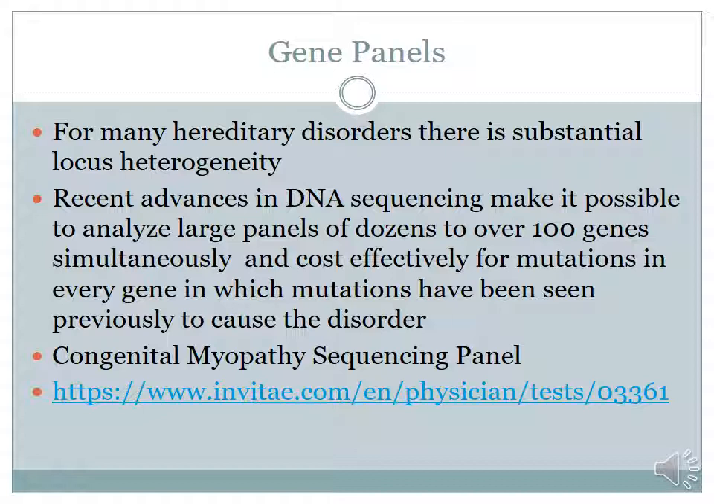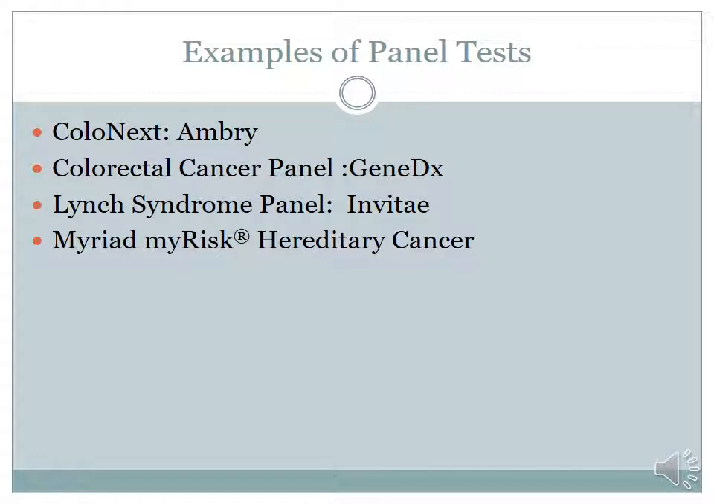For example, here are some of the gene panels that exist. Congenital myopathy sequencing panel. You can go to invitae.com to look at some of the panels that they have at this site. Some other examples of panel tests are ColoNext from Ambry, colorectal cancer panel, GeneDx, Lynch syndrome panel in Invitae, and Myriad MyRisk hereditary cancer. And I know that in your cancer course you were discussing many of these panel tests, and we will be looking at some of these tests as we go through your other coursework here in this program.